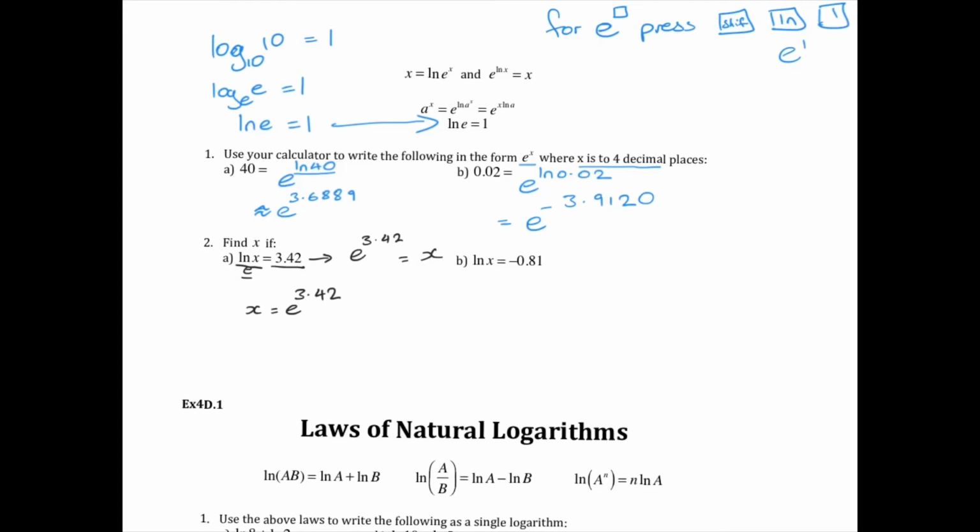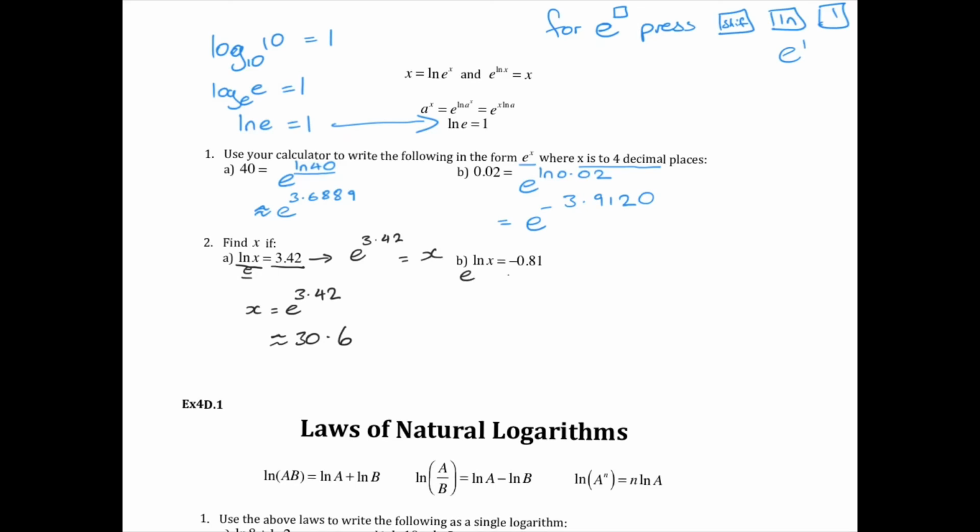Can you put e to the 3.42 in your calculator? Now, given that they've given us no rounding instructions, how do I have to round? 3 significant figures is the minimum. What is that? 30.6. Thank you.